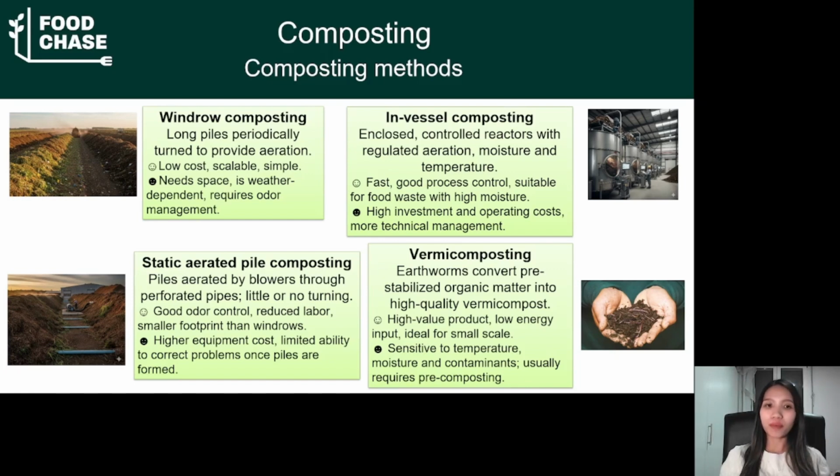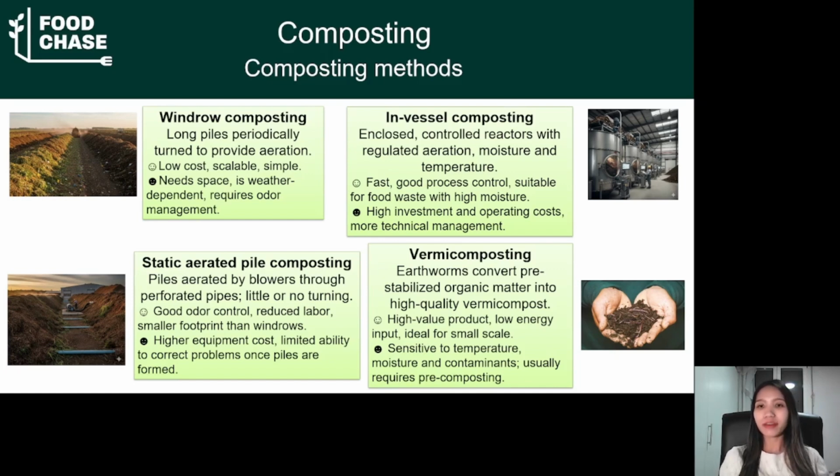Static aerated pile composting. So the pile is aerated by a blower through perforated pipe. So it requires little or no turning at all. The aeration can be positive, in which the air is pushed in, or negative, in which the air is pulled out. This method offers better odor control, reduced labor, and requires less land than the windrow method. But it requires higher equipment costs, and once the piles are formed, it is very difficult to correct if there's any problem.